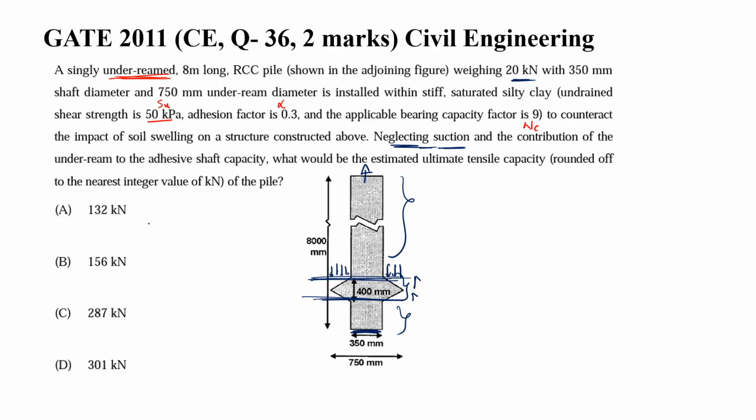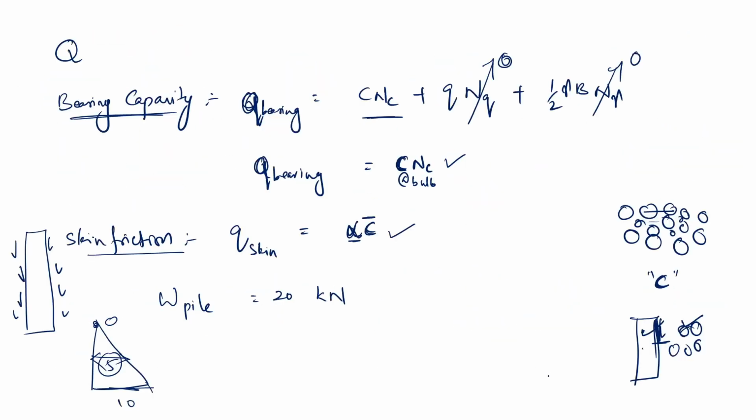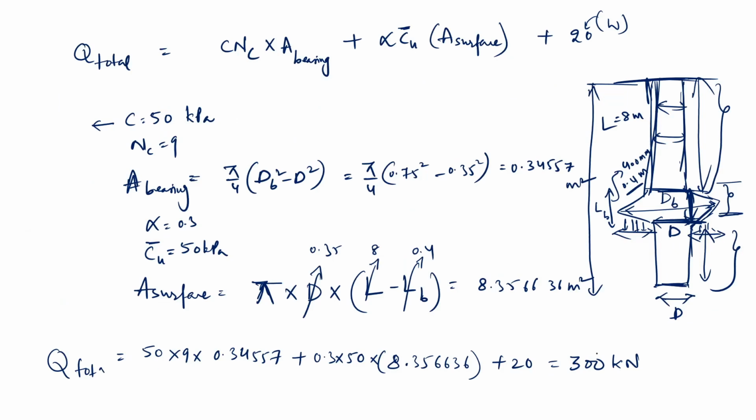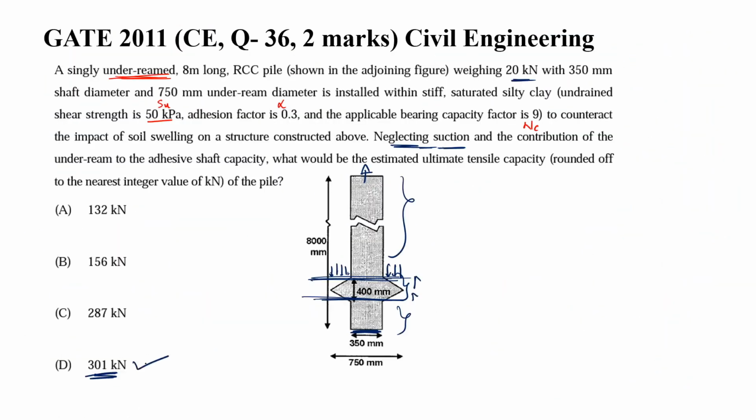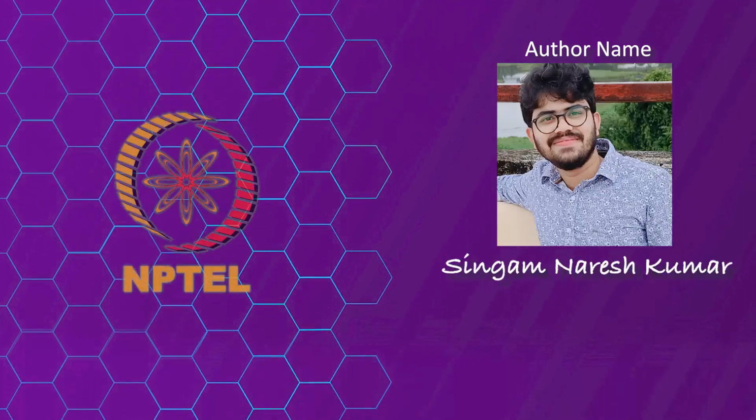So which is the nearest integer? I have got 300.855. So the nearest integer will be 301. So the answer is D for this question. Thank you.